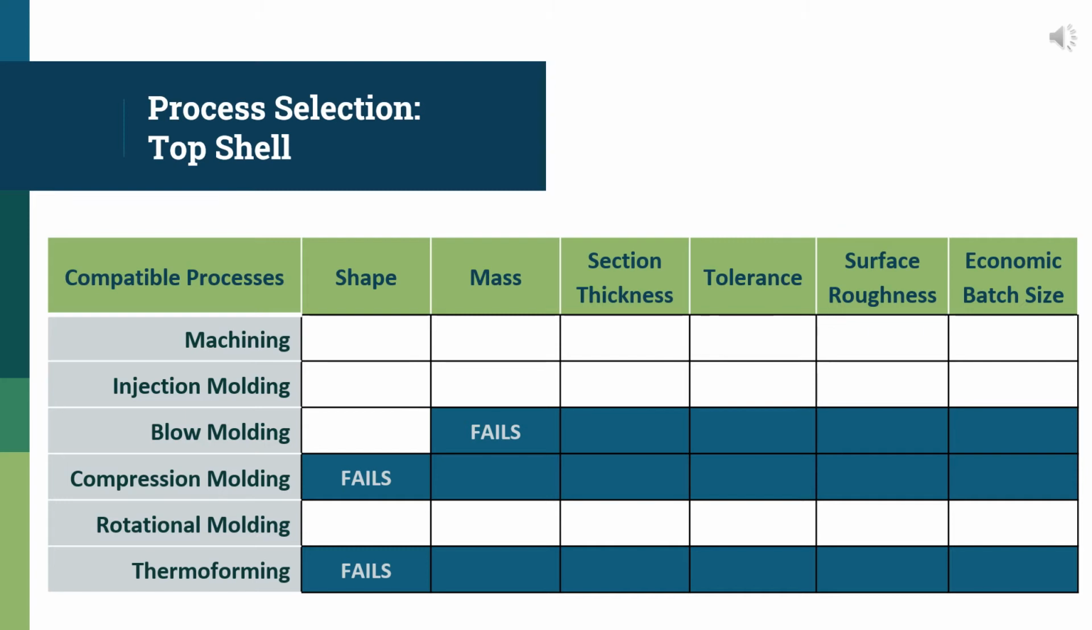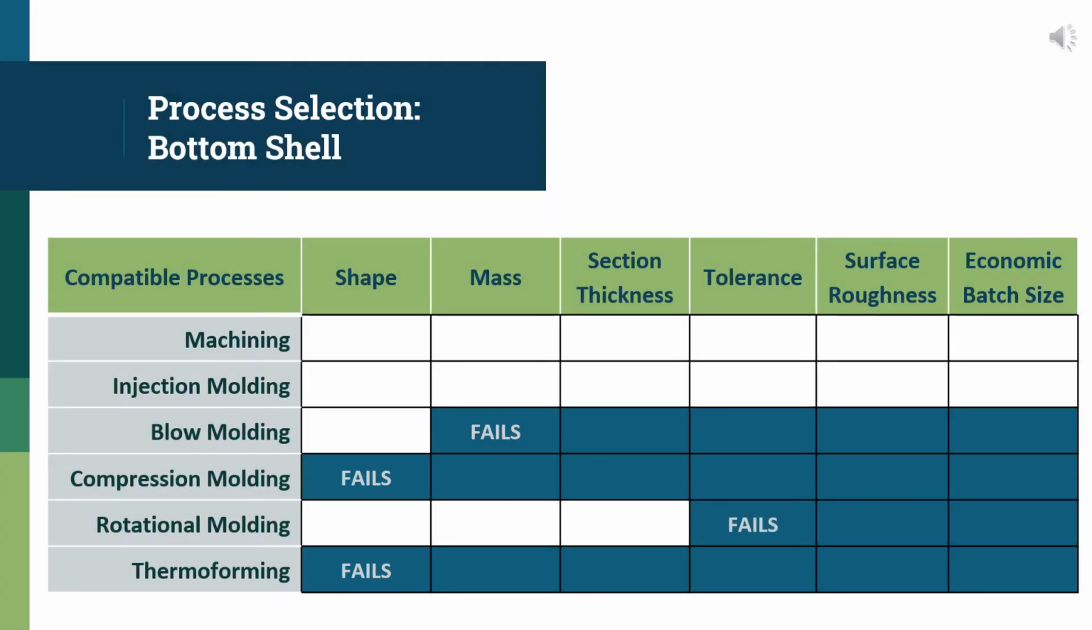For both components, part shape, 3D and hollow, as well as mass, makes compression molding, thermoforming, and blow molding unsuitable. For the upper housing, snap fits on the redesign dictates a 0.3 mm tolerance, which is comfortably in the middle of the capabilities for injection molding and machining, but right on the edge of the capabilities of rotational molding.